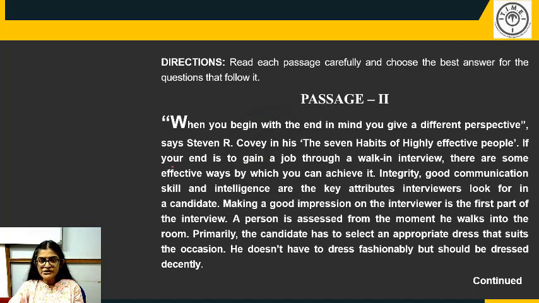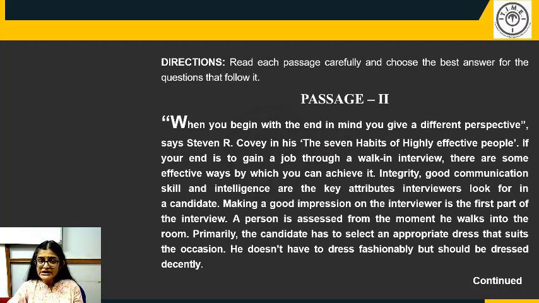Next passage. When you begin with the end in mind, you give a different perspective. End in mind means the goal in mind. Okay. You give a different perspective. You have a different view on something. Says Stephen R. Covey in his The 7 Habits of Highly Effective People. Very famous work. Okay.